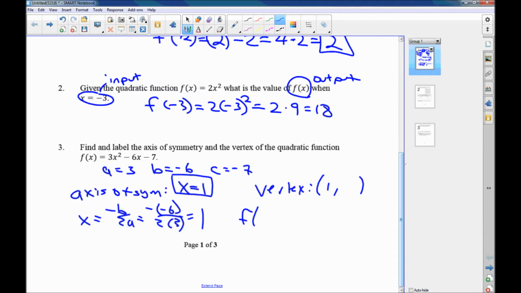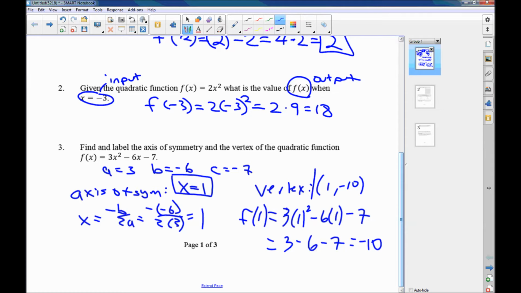Or in this case, the f value. So I plug in the 1 for my input. So give me 3 times 1 squared minus 6 times 1 minus 7. So that's 3, 1 squared is just 1, minus 6 minus 7. And 3 minus 6 is negative 3, minus 7 is negative 10. So this is my vertex, 1, negative 10. All right, let's flip it over.